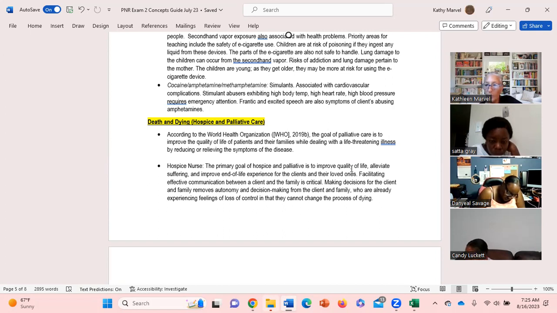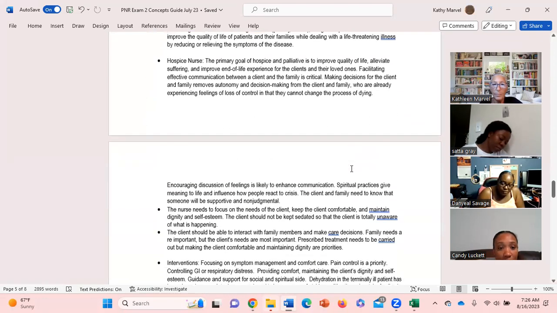There's lots going on for the hospice, right? With the patient, with the family. We don't want to be making decisions if the client is capable. That's the ethical principle of autonomy, right? If the client is able to participate in the decision making and the care plan, we want that. Simply making decisions for them is not helpful. And I'm just summarizing what's in here.